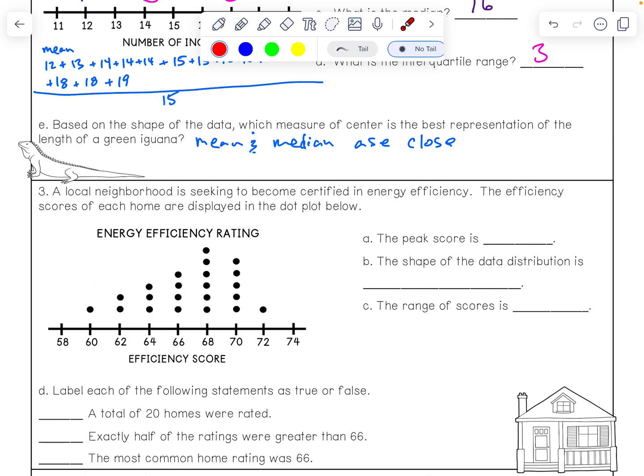Let's answer the question. So the peak score is which score is the most common. That's going to be 68. It's not the highest score, but the most common score. The shape of the data distribution is skewed to the left. So skewed left. And the range of scores is between 72 minus 60. So it would be 12.